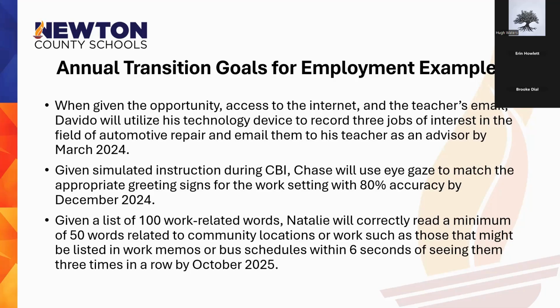Or we may be given a list of 100 work-related words, and the student will correctly read a minimum of 50 words related to community locations or work, such as those that might be listed in work memos or bus schedules, within 6 seconds of saying them 3 times in a row. So again, we're trying to get them familiar with work vocabulary and things like that, to prepare them for employment, okay?